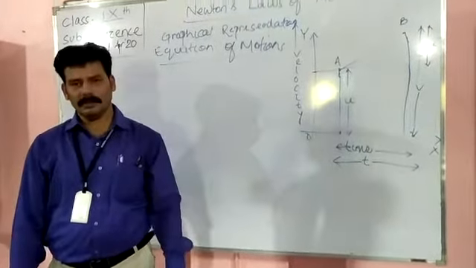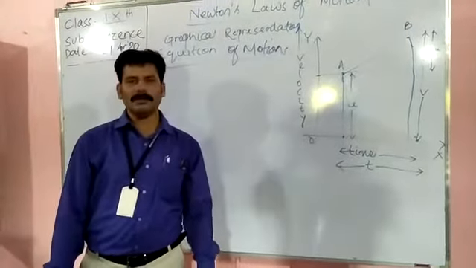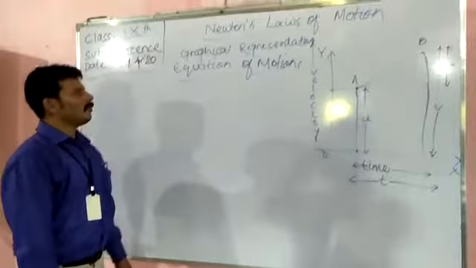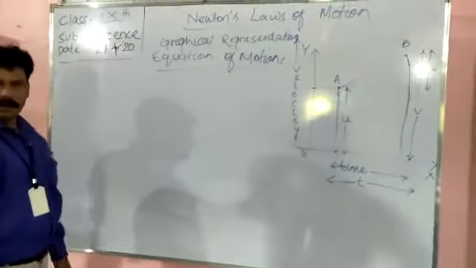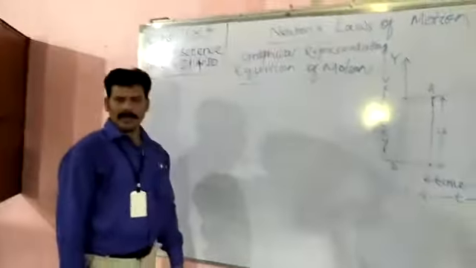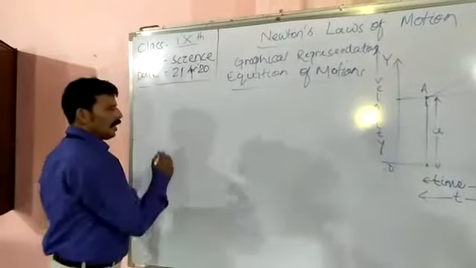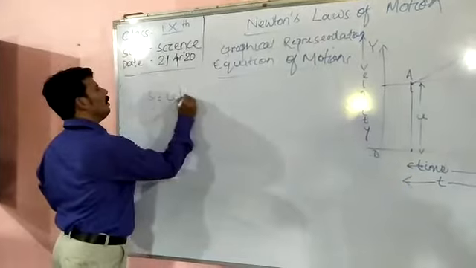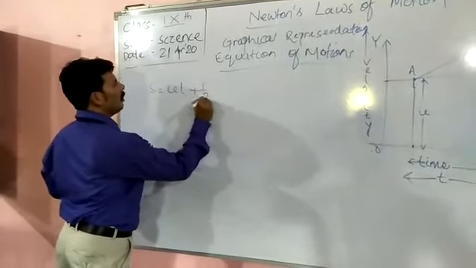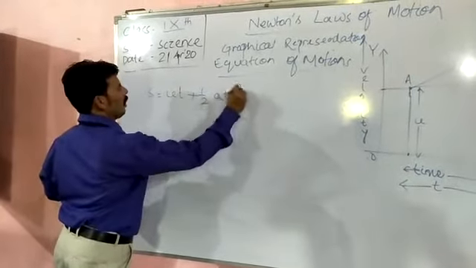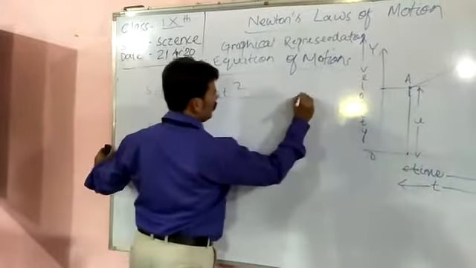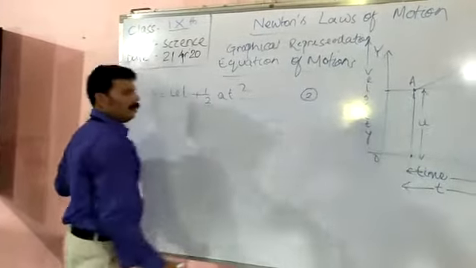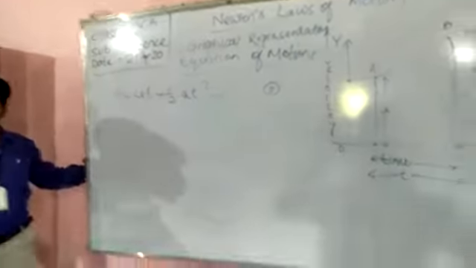As we have already learned about the first equation of motion, now we are going to learn about the second equation. So what is the second equation? It is S is equal to ut plus half at square. How this equation has been obtained, we need to represent it graphically.